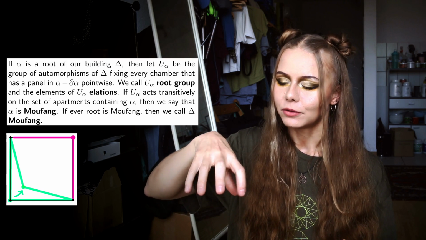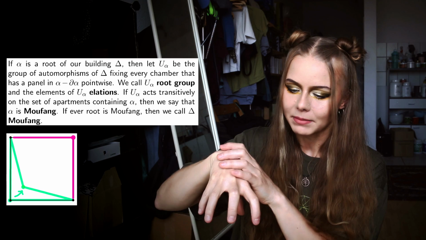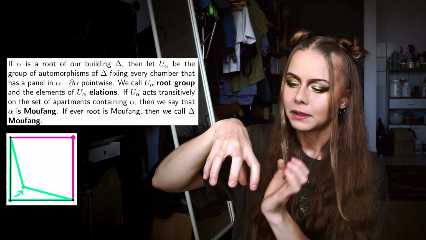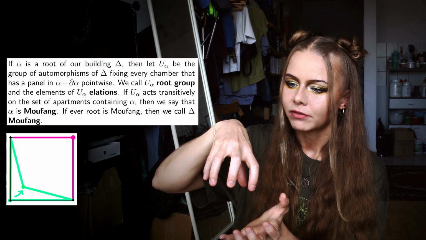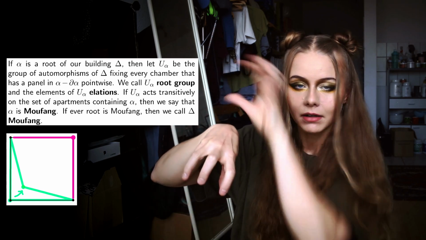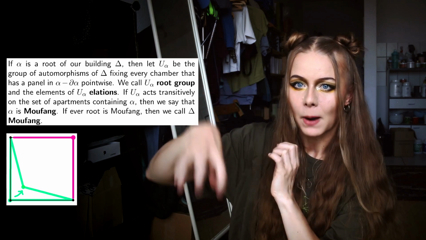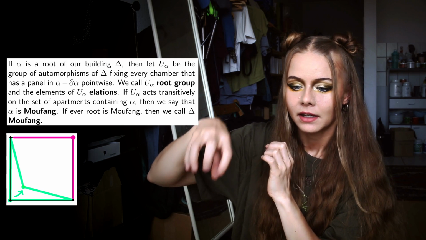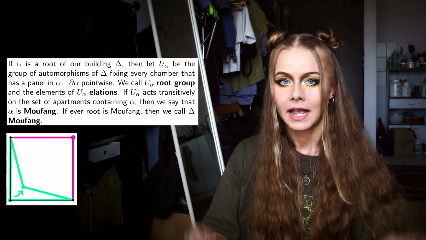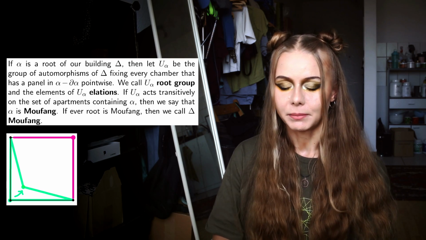So we want to only fix basically the one hemisphere and then things that intersect here, but we could still have transitivity because this could be in a different apartment as well. And then if we can move here while having this fixed, then we say that the root alpha is Moufang. And a building is called Moufang if every root in the building is Moufang.